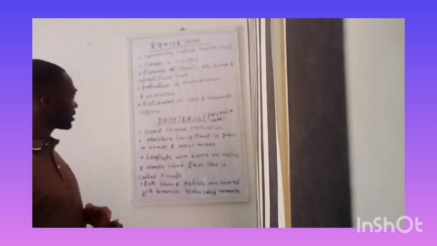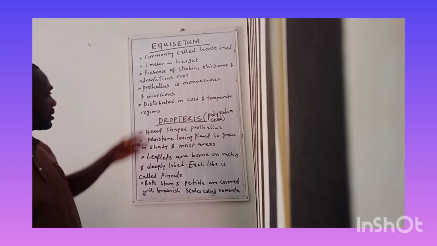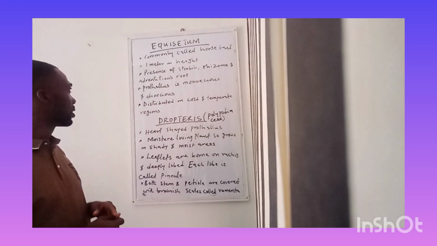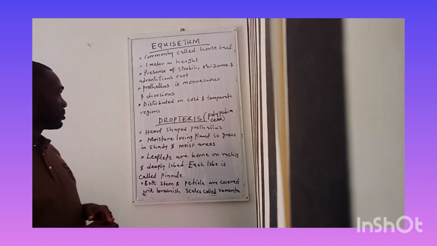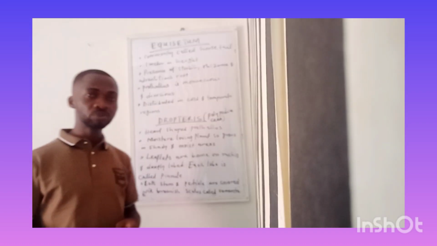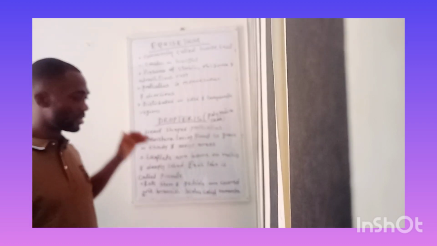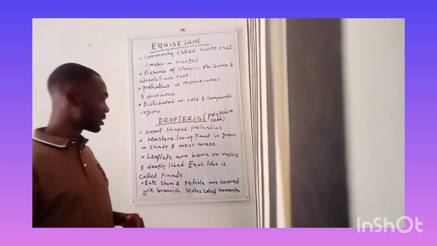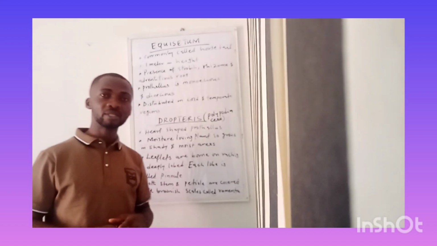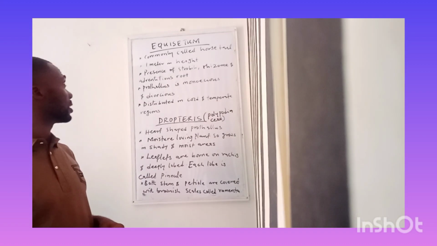And in the area of distribution, it is known that it is distributed in cold and temperate regions of the world. That is the location or the main place where you can likely see this group of plants that is called the Equisetum.